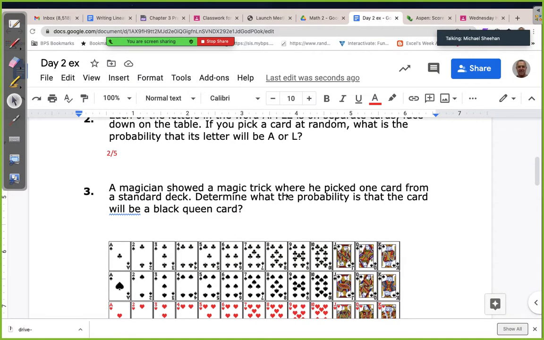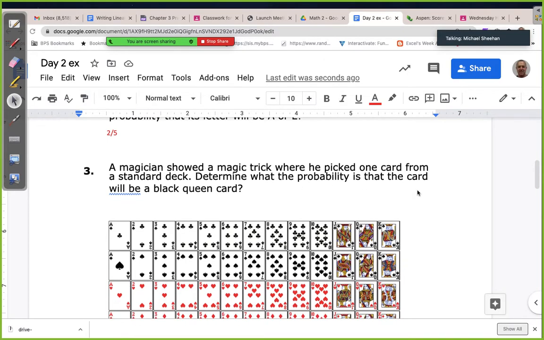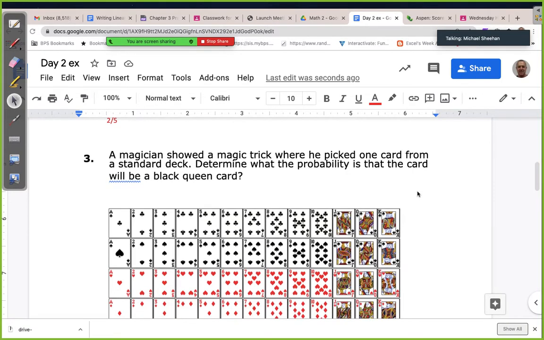A magician showed a magic trick where he picked one card from a standard deck. What's the probability that the card will be a black queen card? And for those of you that are not familiar with a deck of cards, I've got a picture of a deck of cards here. You've got ace, 2, 3, 4, 5, 6, 7, 8, 9, 10. The ones with the J are called jacks. The ones with the Q are called queens. The ones with the K are called kings.